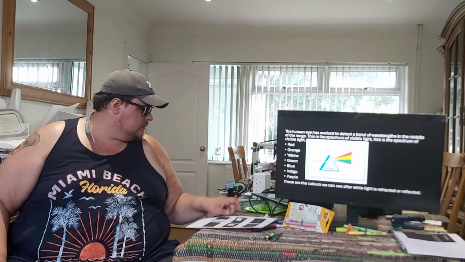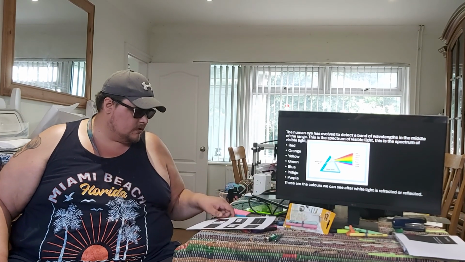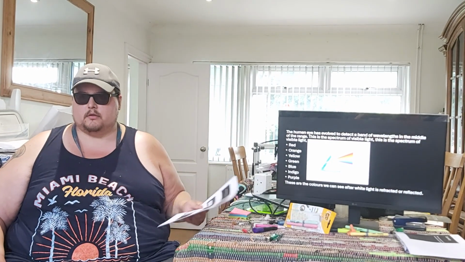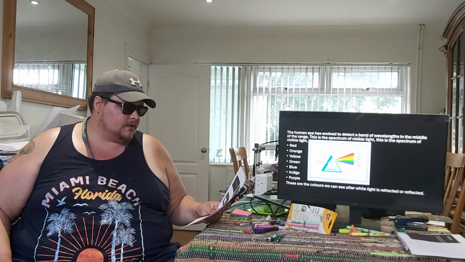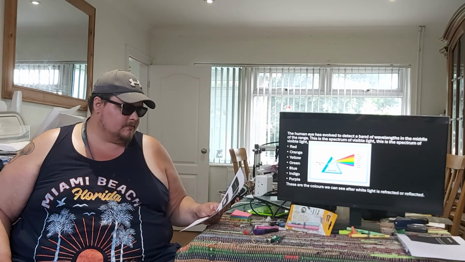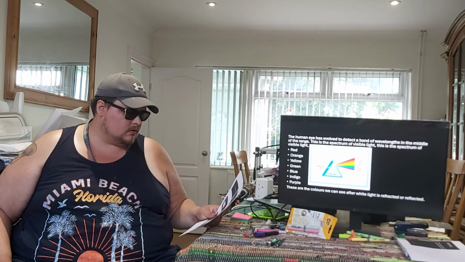The human eye has evolved to detect a band of wavelengths in the middle of the range. This is the spectrum of visible light.